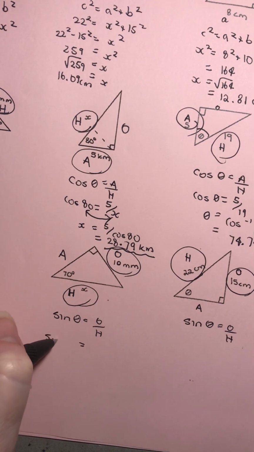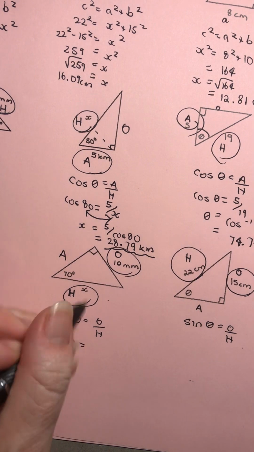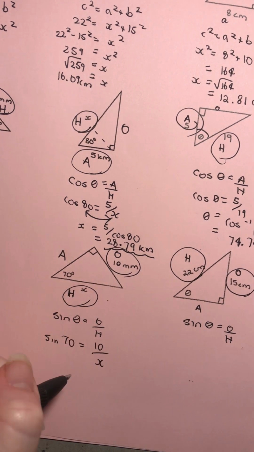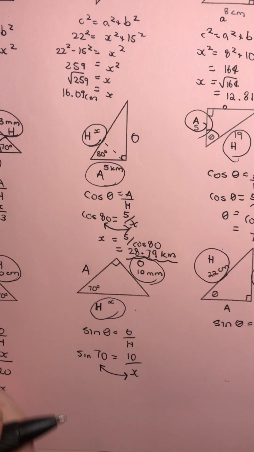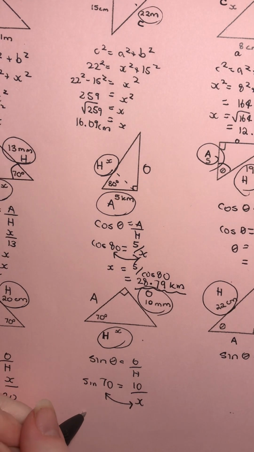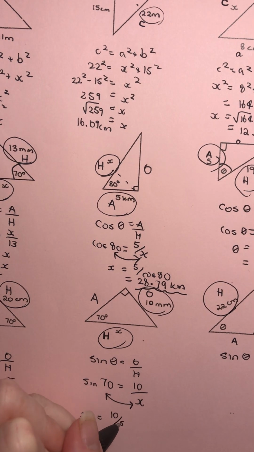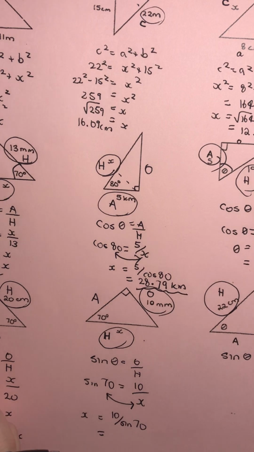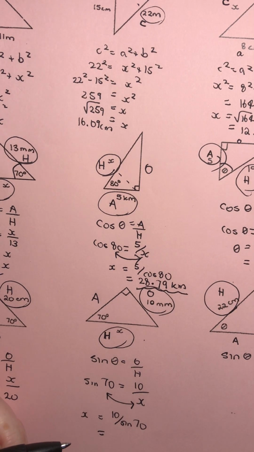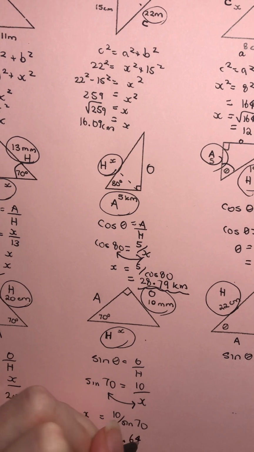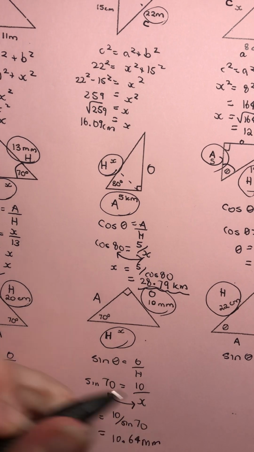Here I've got sine 70 is equal to 10 over x. The x is on the bottom. We're going to make them switch places. So we have x is equal to 10 over sine 70. Grabbing the calculator, 10 divided by sine 70. And we've got 10.64 millimetres.